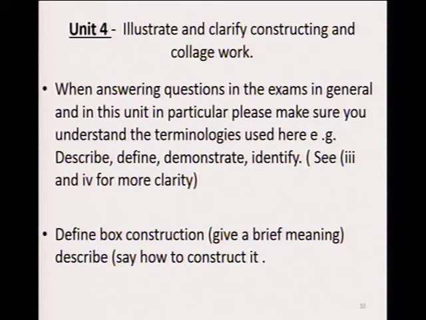In Unit 4, you will find the different types of illustration. The topic heading is Illustrate and Clarify Constructing and Collage Work. What are these now? Let's see.